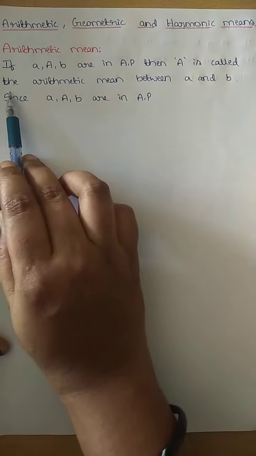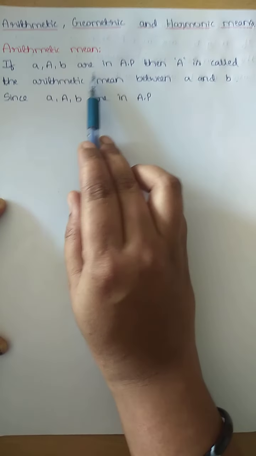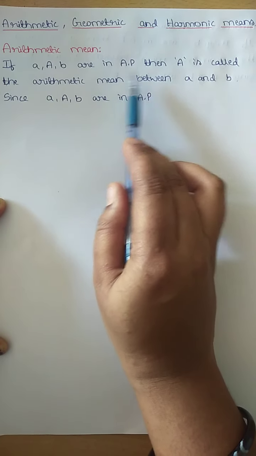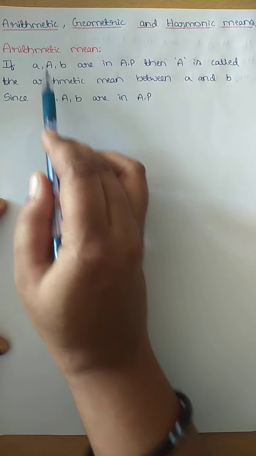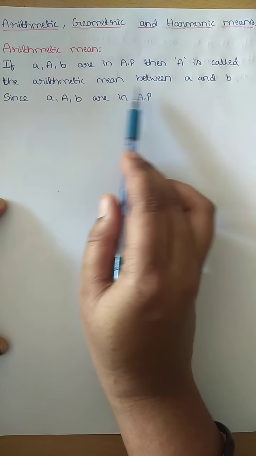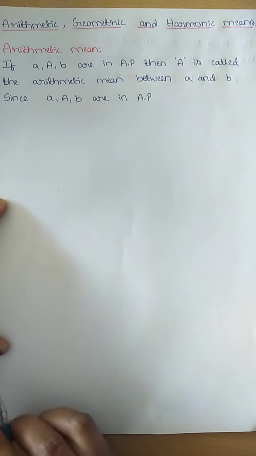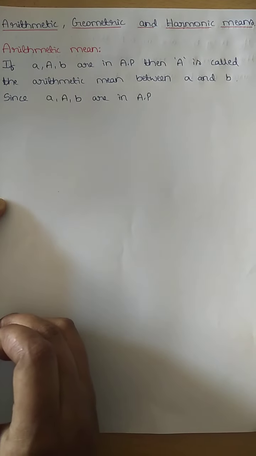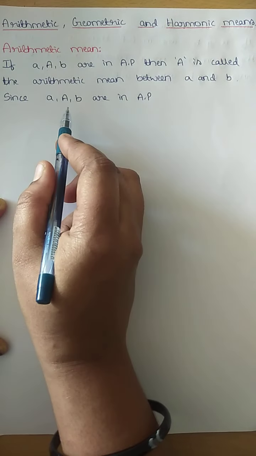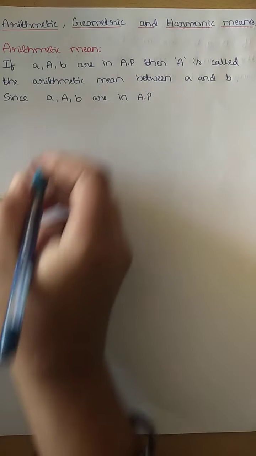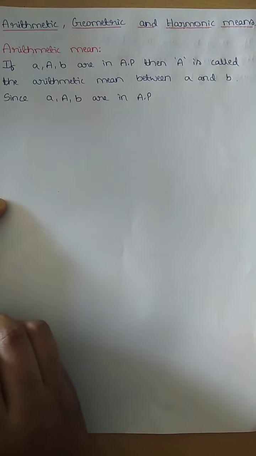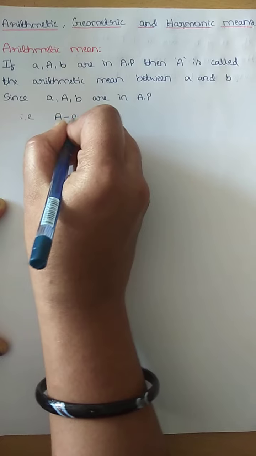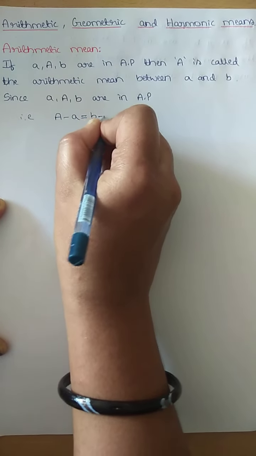Okay, now see here, if a, A, b are in AP, meaning these three terms are in arithmetic progression, then the middle term capital A is called the arithmetic mean between small a and small b. Since a, A, b are in AP, the difference between a term and its preceding term is constant. That is A minus a equal to b minus A.